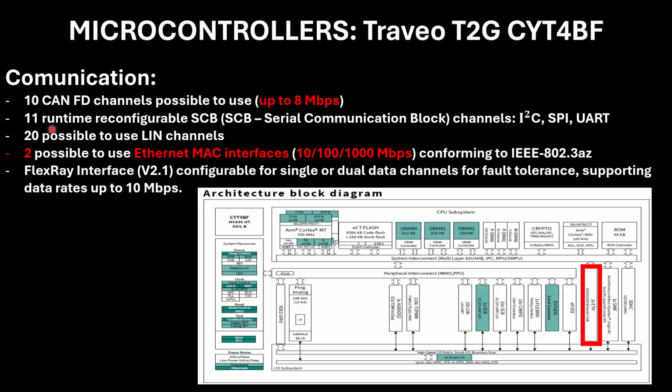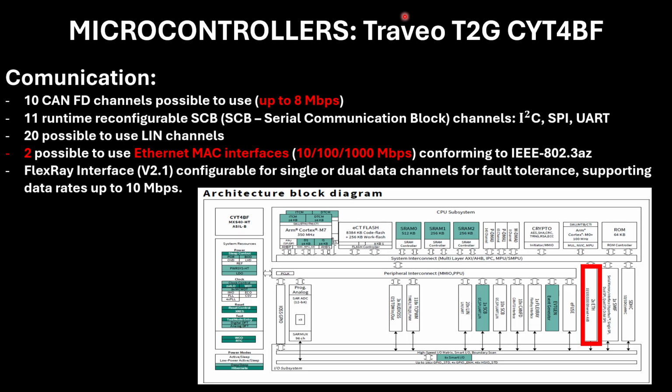Then we have 11 runtime reconfigurable SCBs, or serial communication block channels, which support I2C, SPI, and UART communication. Also, there are 12 LIN channels and 2 Ethernet MAC interfaces.